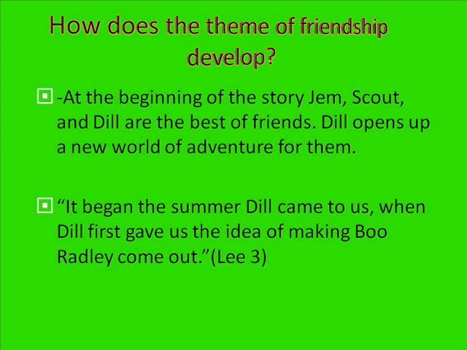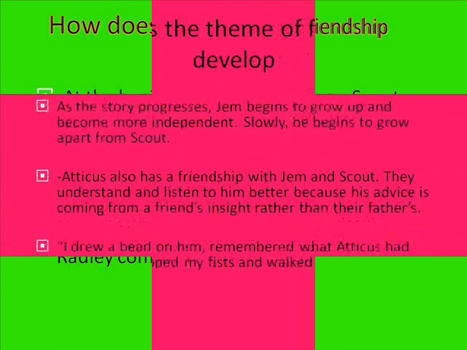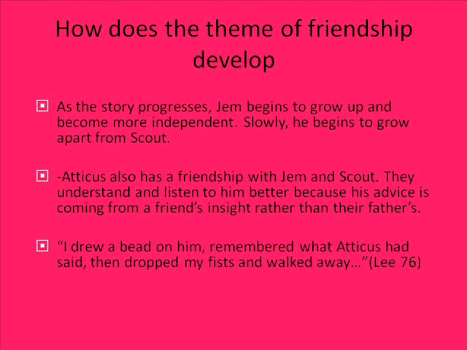At the beginning of the story, Jem, Scout, and Dill are the best of friends. Dill opens up a new world of adventure for them. "It began the summer Dill came to us, when Dill first gave us the idea of making Boo Radley come out." As the story progresses, Jem begins to grow up and become more independent. Slowly, he begins to grow apart from Scout.